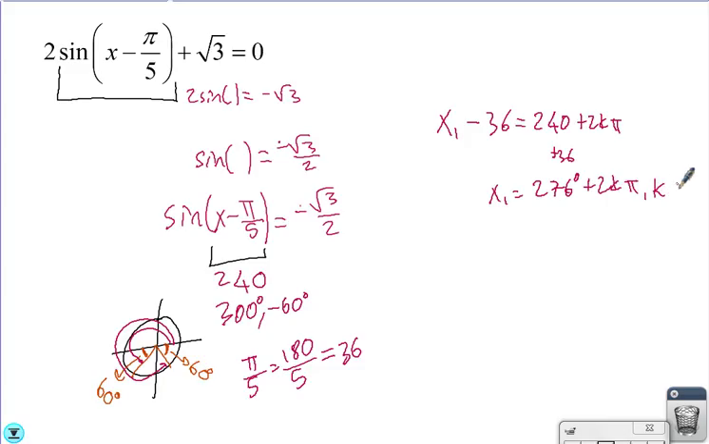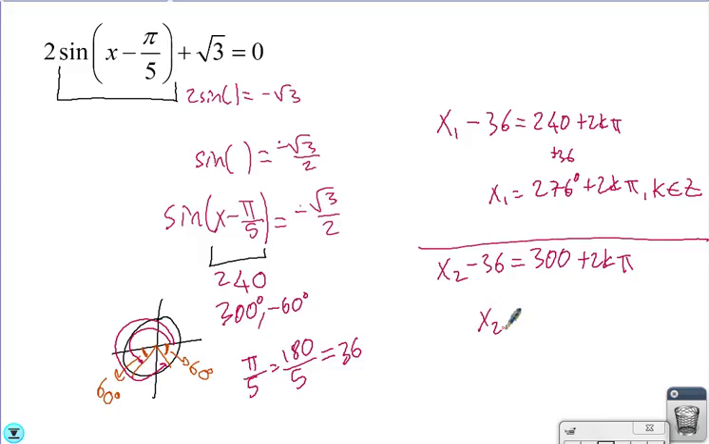k is an element of integer numbers. So now x2. For x2, we will write all the things like in parentheses, x2 minus 36 degree, and the result should be 300 plus 2k pi. So to get single x2, we must move minus 36 to the other side, like plus 36, so it's going to be 336 plus 2k pi, and k is an element of integer numbers.